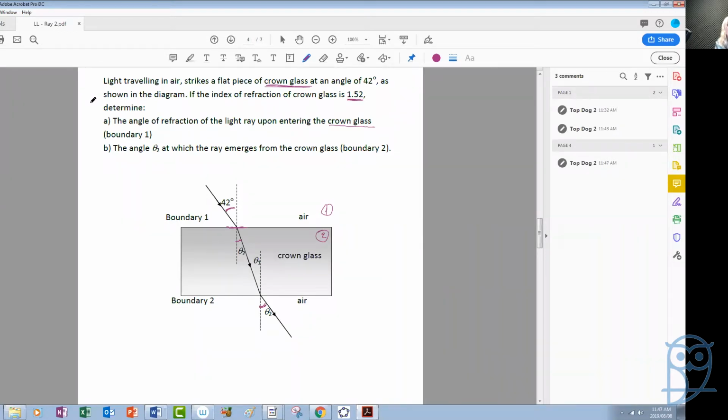Okay, let's start with question A first. We need to find the angle of refraction upon entering the crown glass. That means here is the incident ray and here is the refracted ray upon entering. So this is about boundary 1. We forget the bottom part and just deal now with boundary 1. We need to find the angle of refraction, so θ2.